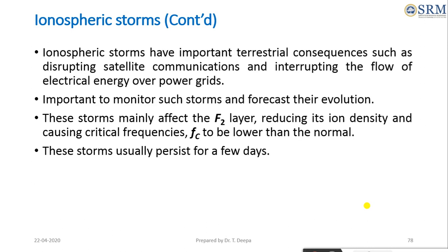So these storms are important to monitor because they sometimes disrupt satellite communication and interrupt the flow of electrical energy over the power grids. These storms mainly affect the region F2, reducing its ion density and causing the critical frequency to be lower than normal. These storms usually persist for a few days.